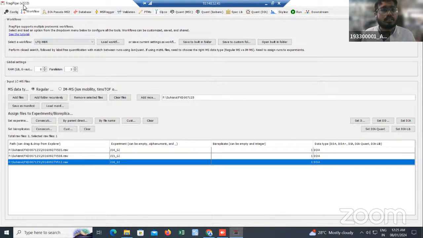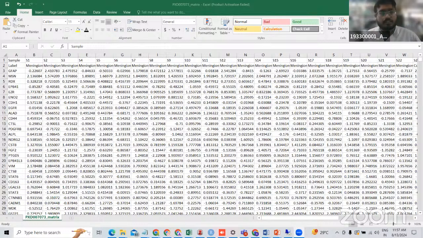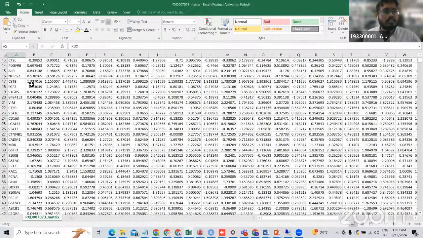I'm not going into the details, but after running through this, what you will get is a matrix of the proteins with their intensities. I will show that matrix in a quick moment. Maybe Ankit, you can move to MetaboAnalyst. Yes, sir. This is the kind of matrix you will get, where you have the samples, the genes and different intensities.